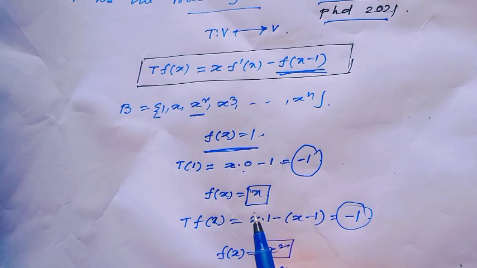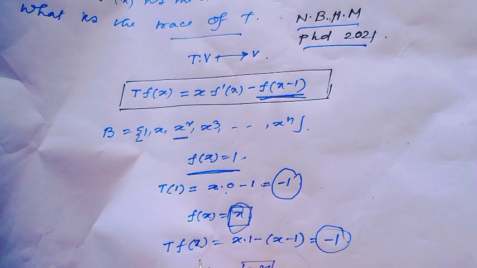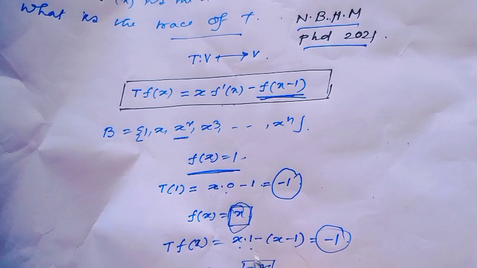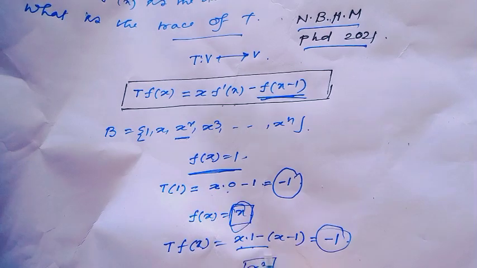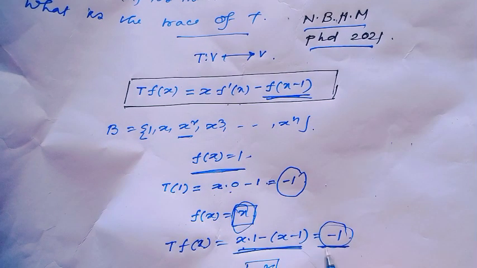Now consider f(x) equal to x, and for this find T of f(x). This would be x times f dash x, which means 1, minus x minus 1. That means this value is equal to minus 1.